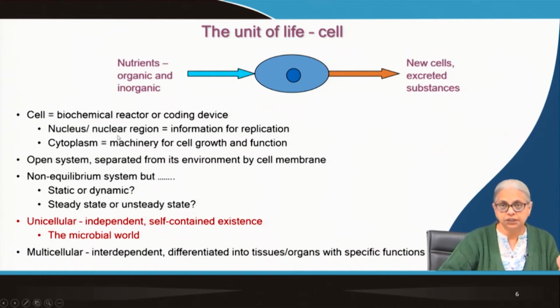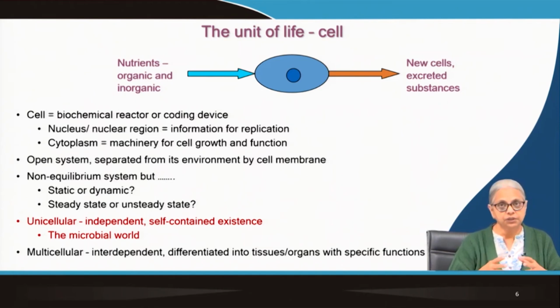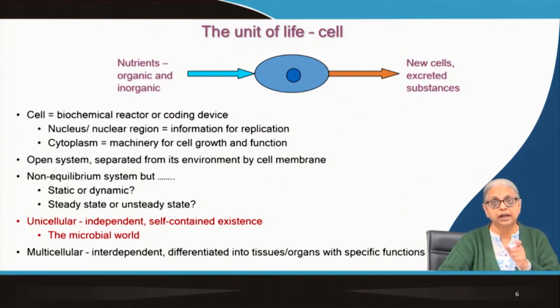So nucleus and nuclear region has, whether it's a bacteria or higher eukaryotes and so on, I'll come to all those differences in a little bit. This is the DNA where the information required for replication and reproduction is stored. So this is what we call the genetic code, and without this genetic code, the cell cannot reproduce. So the survival of the species depends on the reproduction of the individuals, and therefore it's also a coding device, because it's that code that has to be passed on from one generation to the other.